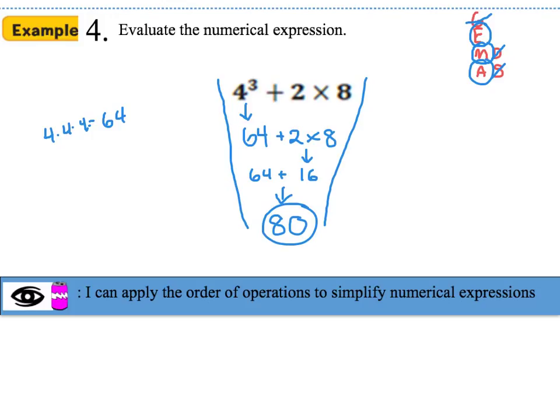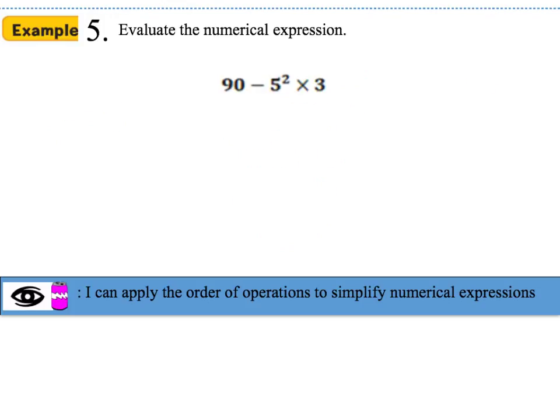For example 5, they want us to evaluate this numerical expression, so let's go ahead and use GEMMA to help us solve this problem. We know that the problem will funnel down as we start to simplify towards the answer, and I'm going to ask myself, do we have grouping symbols? And we don't, so I'm going to cross out the G. Do we have any exponents?